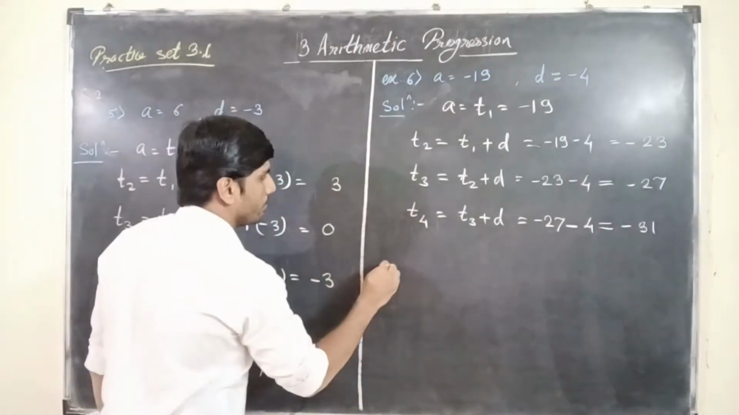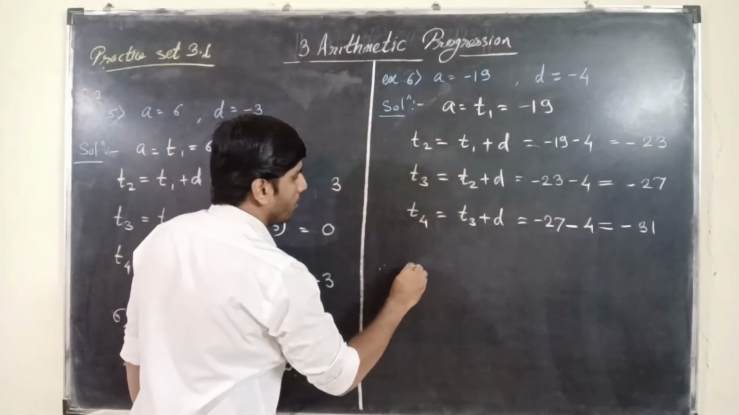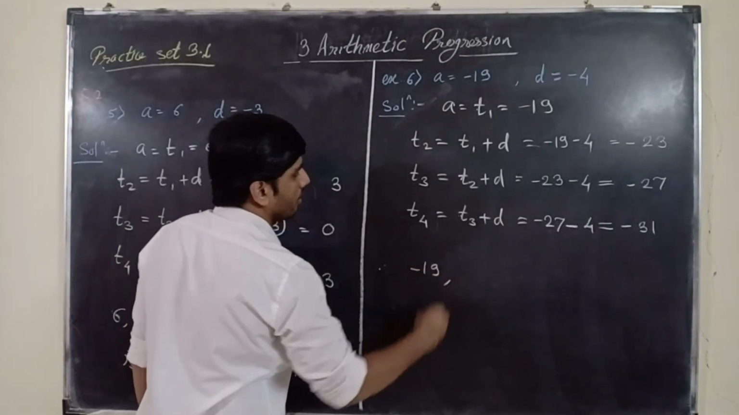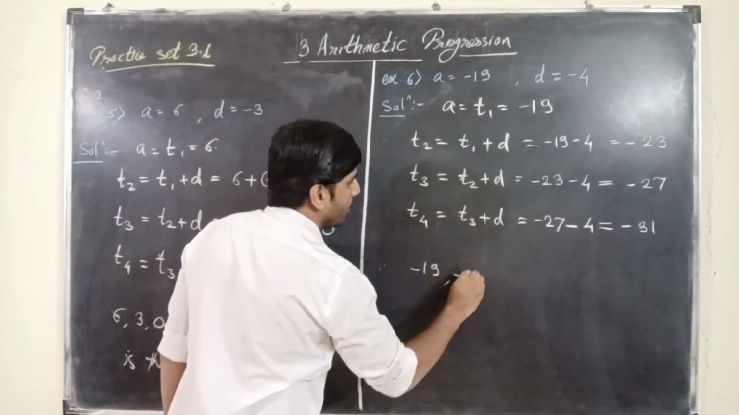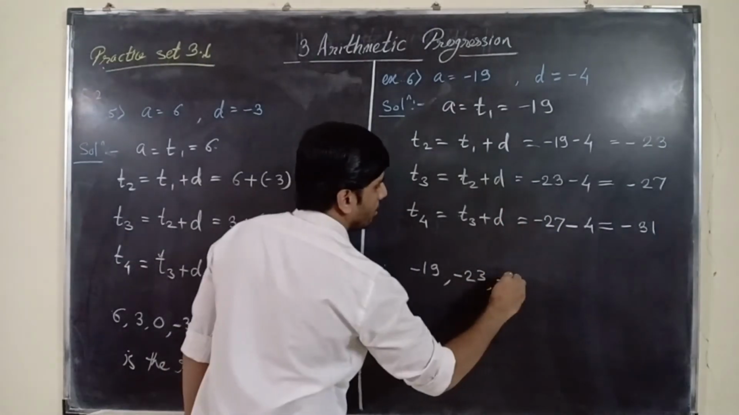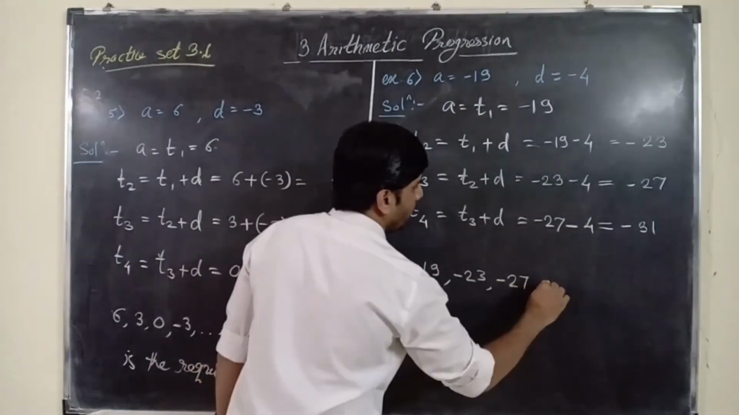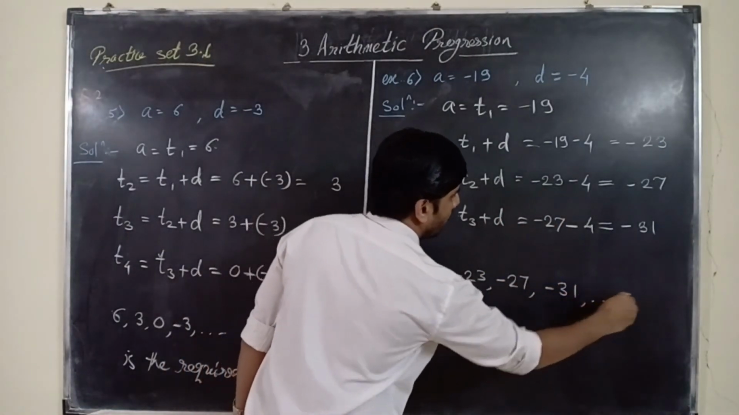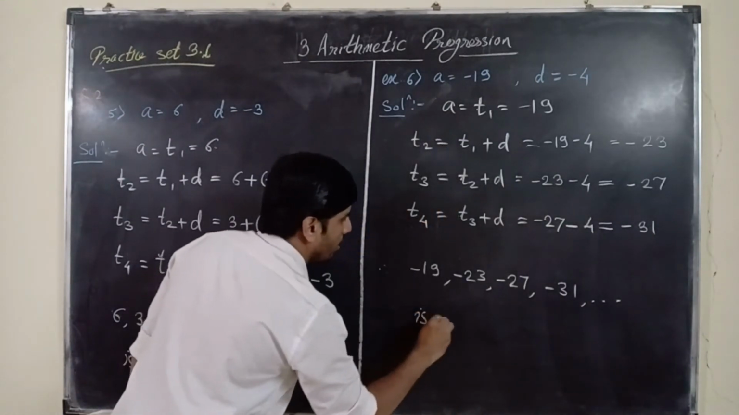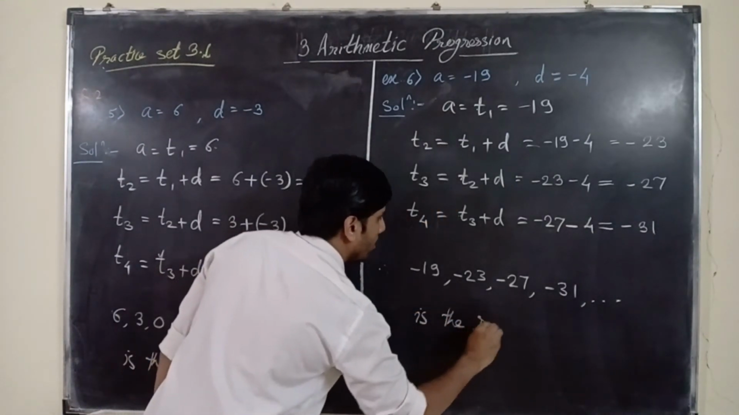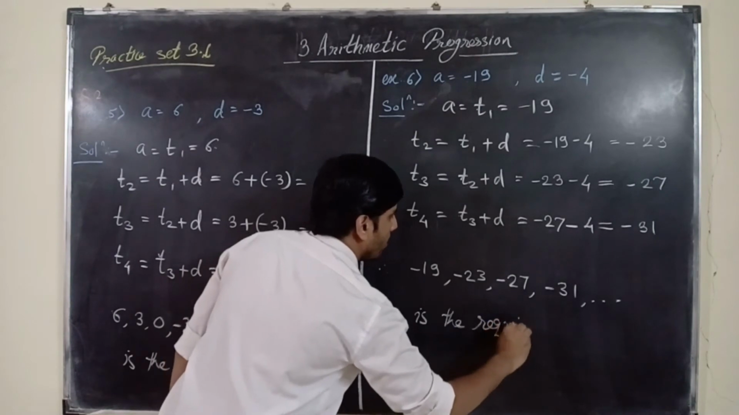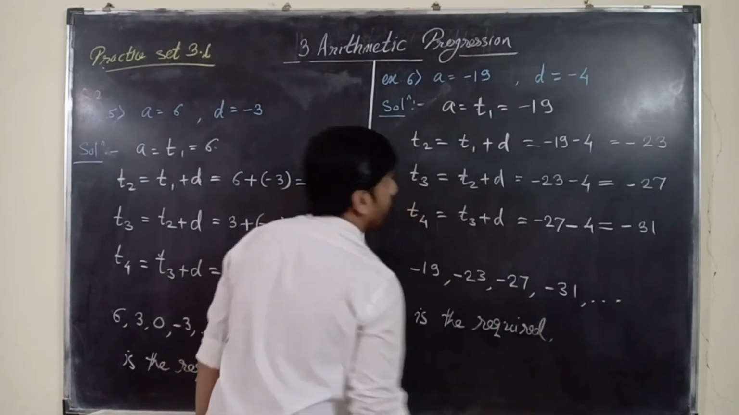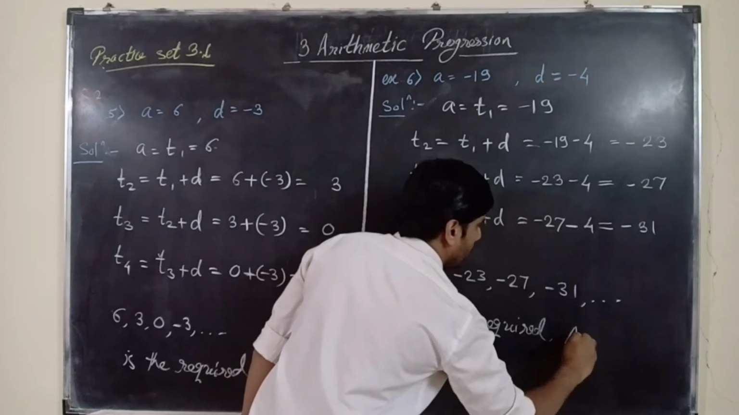So therefore negative 19, negative 23 second term, third term is negative 27, fourth term is negative 31 and so on is the required arithmetic progression.